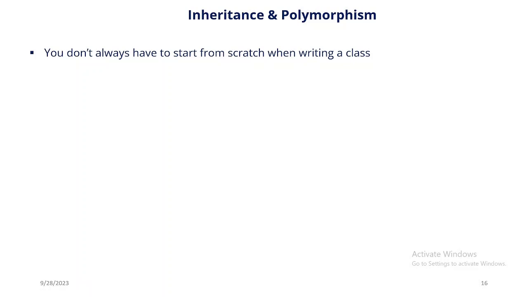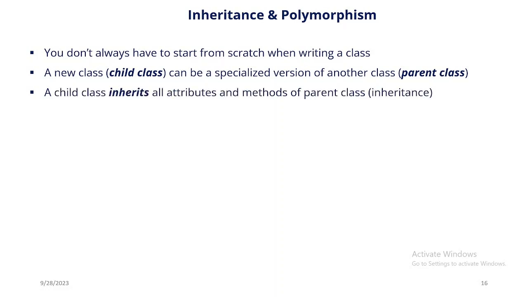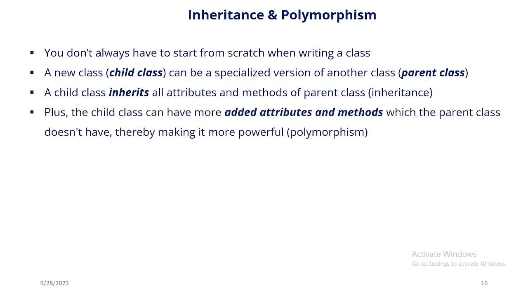If you want to create a new class, you may not always need to start from scratch. So a new class, which is a child class, can be a specialized version of another class, which is the parent class. Like we said before, a child class inherits all the attributes and methods of the parent class. That is called inheritance. Plus, the child can have added attributes and added methods, which the parent class did not even have. In fact, a child class can inherit from multiple parent classes, making it more powerful, like a ninja class, and that process is called polymorphism.